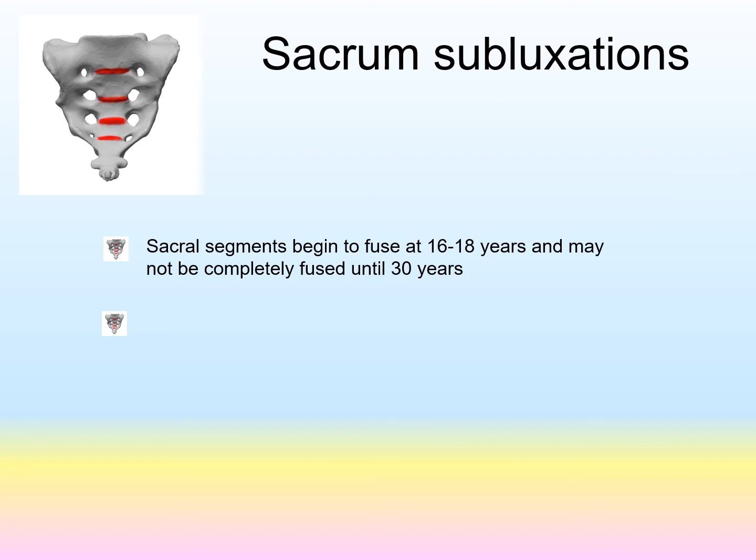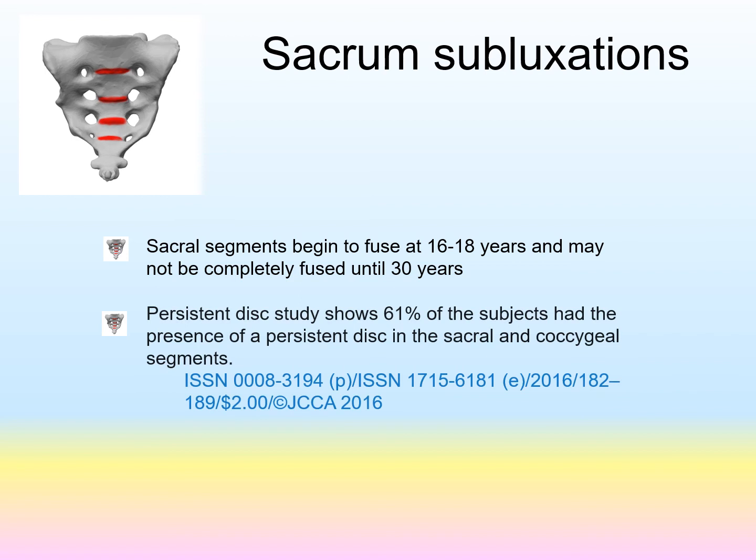They don't completely ossify. And in the study that I've referenced below here, the persistent disc study showed 61% of the subjects had the presence of a persistent disc in the sacral and coccygeal segments. So it's not uncommon. It's actually very common to have that persistent disc in there. And because of that, these segments stay slightly movable. And in the infant and in the growing spine, these segments move a lot. When I say they move a lot, when you palpate them, you don't feel a lot of movement, but they have the ability to subluxate, as we'll see in the next few slides.